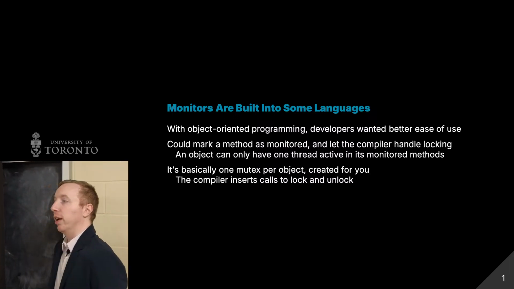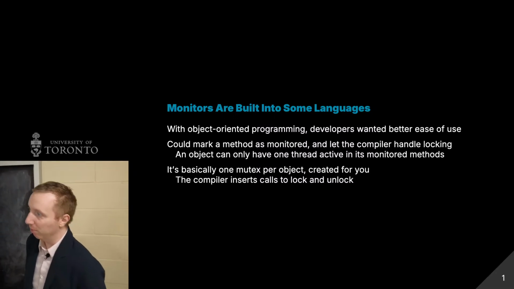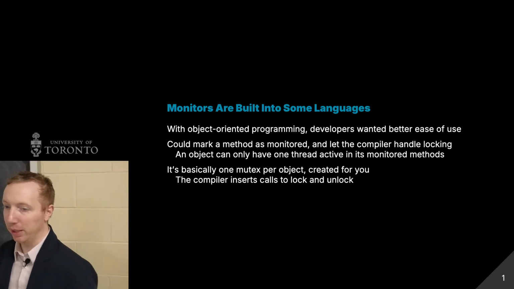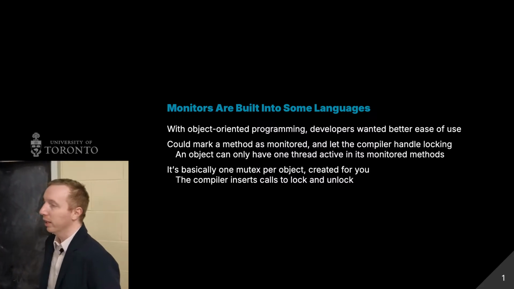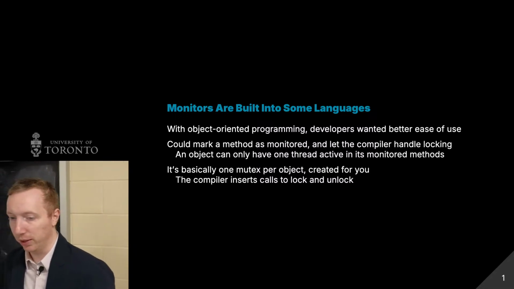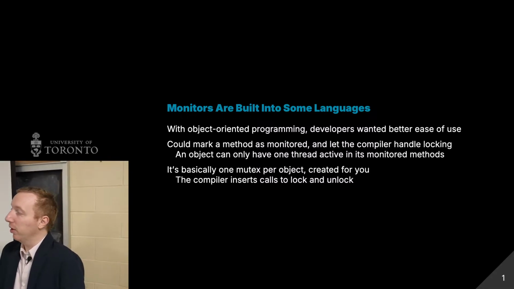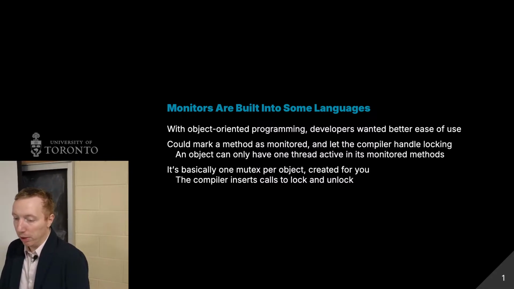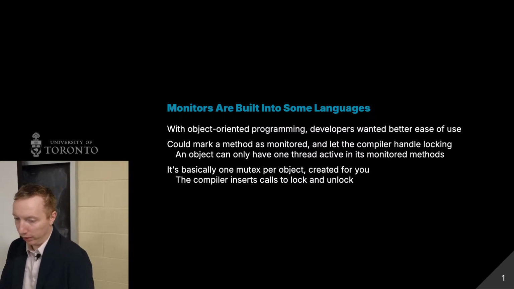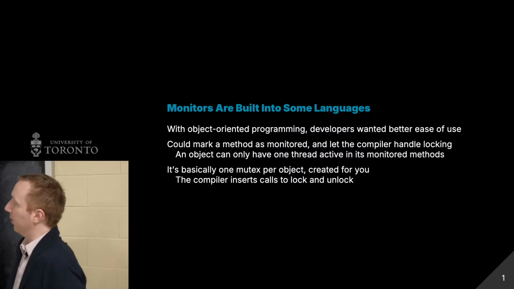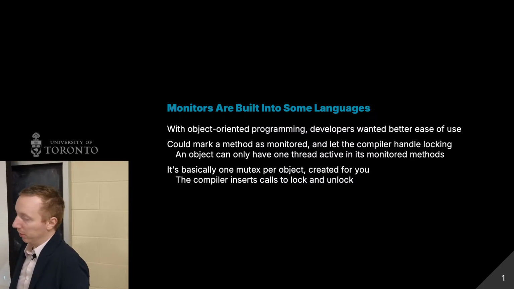There are some things called monitors that are built into some languages. Back when someone came up with Java and object-oriented programming, developers wanted something easier to use than a mutex. So they thought, let's just let the developer mark a method as monitor and then let the compiler handle the locking for us. This means that an object can only have one thread active among all of its monitored methods.